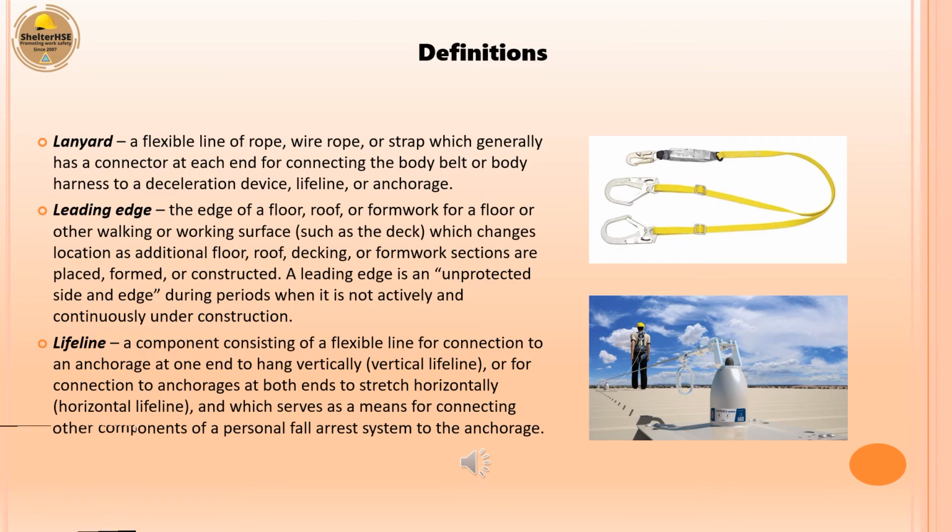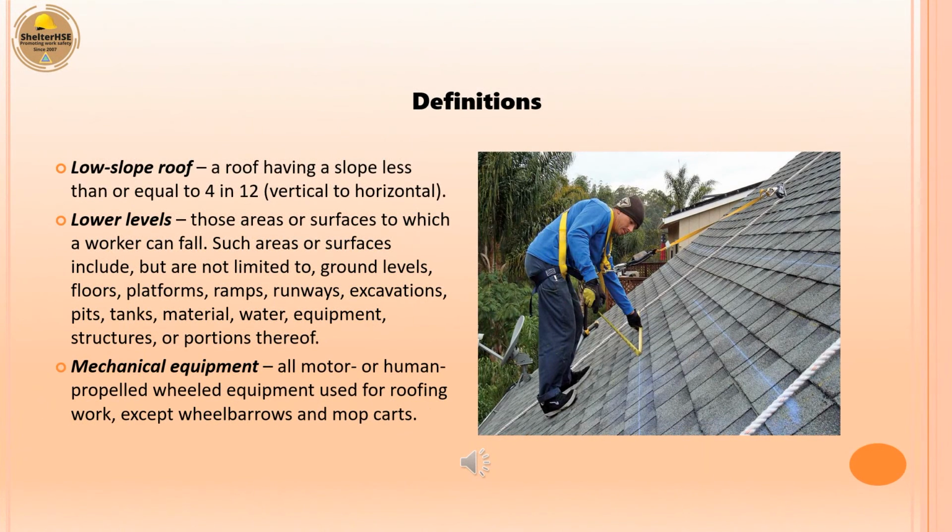Low slope roof: a roof having a slope less than or equal to 4 in 12, vertical to horizontal. Lower levels: those areas or surfaces to which a worker can fall. Such areas or surfaces include, but are not limited to, ground levels, floors, platforms, ramps, runways, excavations, pits, tanks, material, water, equipment, structures, or portions thereof. Mechanical equipment: all motor or human-propelled wheeled equipment used for roofing work, except wheelbarrows and mop carts.